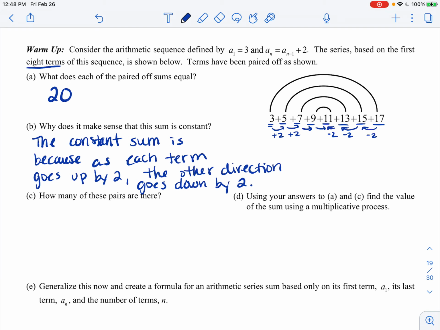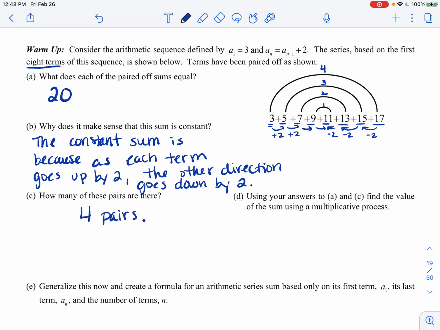How many of these pairs are there? So now let's just count. Based on what we have here, we had 9 and 11, that was 1 pair. Then we had 7 and 13, that's 2. Then 5 and 15, and then 3 and 17. So there are 4 pairs here.